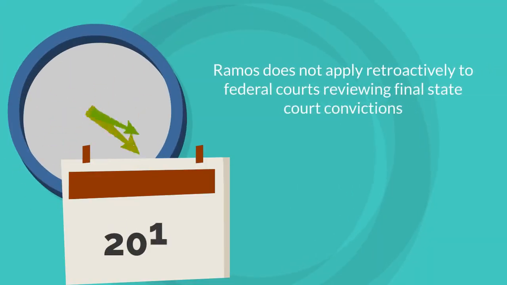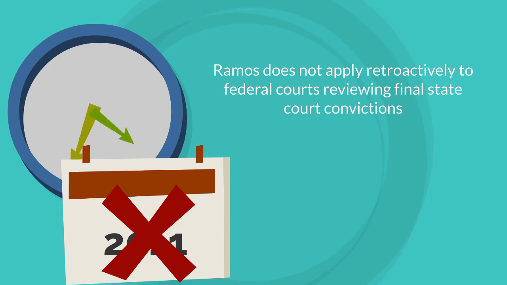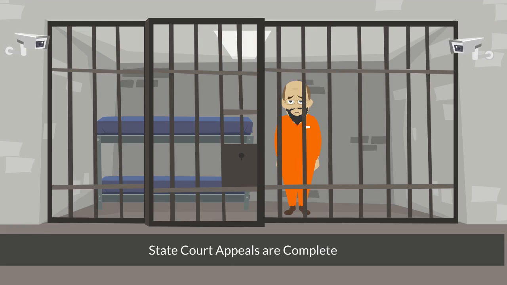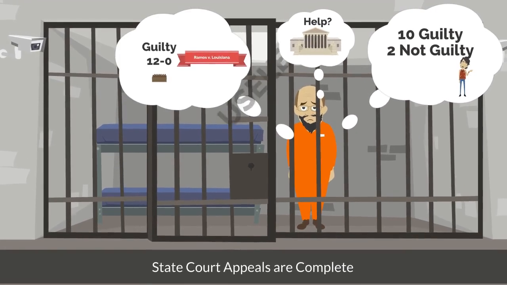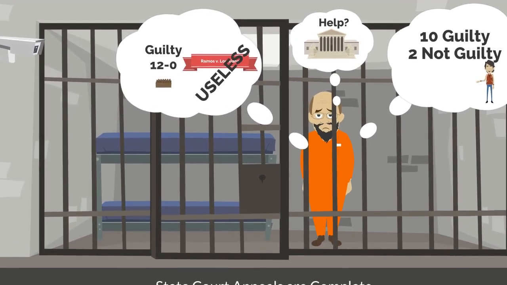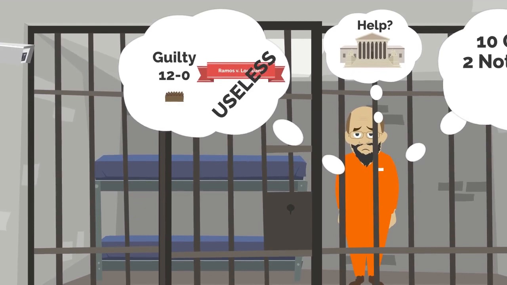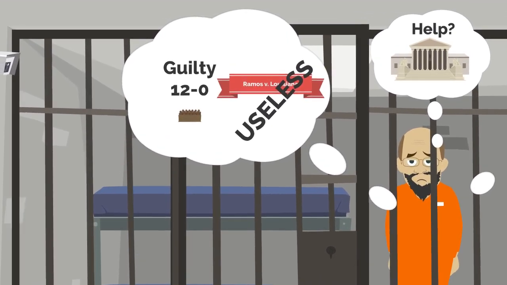But this argument failed. The Supreme Court said Ramos v. Louisiana does not apply retroactively. It does not apply to cases that are already over. This rule only applies to cases going forward into the future. So for people who have already been convicted by non-unanimous jury verdicts and their appeals are already complete, Ramos v. Louisiana is not helpful. Federal courts cannot overturn their convictions.